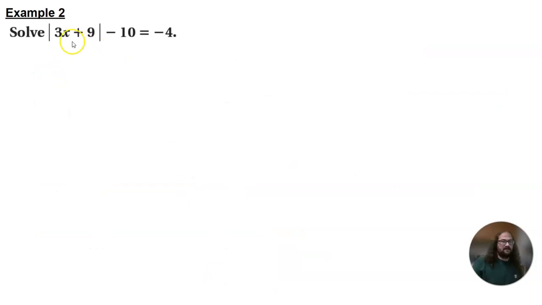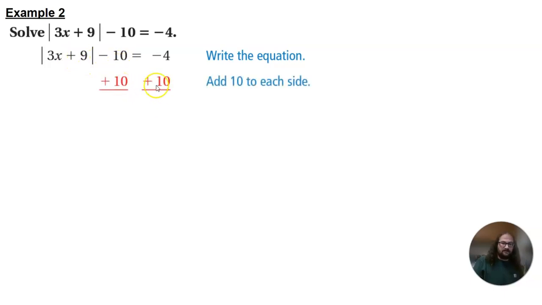All right, here comes example 2. An instinct might be to say, oh, we have an absolute value equal to a negative, so no solution. But the problem is our absolute value isn't by itself yet. So the first thing that we're going to need to do is get the absolute value by itself. We need to get rid of this minus 10, so we're going to add 10 to each side of the equation. And that gives us the absolute value of 3x plus 9 equals 6.